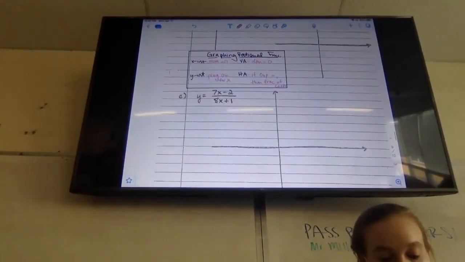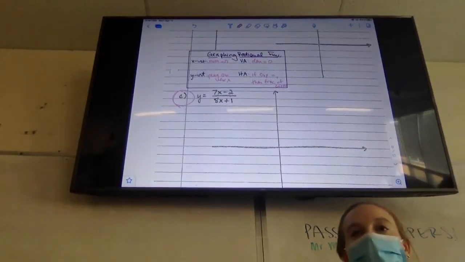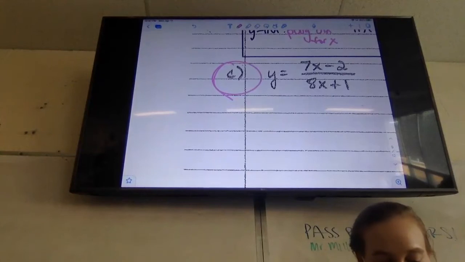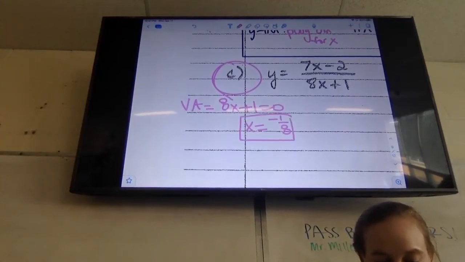Okay, what we're gonna do is we're gonna do letter C. We're gonna find those 4 things and we're gonna graph, and that's it for today. Let's do my vertical asymptote first. I think that's pretty easy. What do I do to find my vertical asymptote? Good. 8x plus 1 equals 0. Minus 1 divided by 8, x equals negative 1/8.